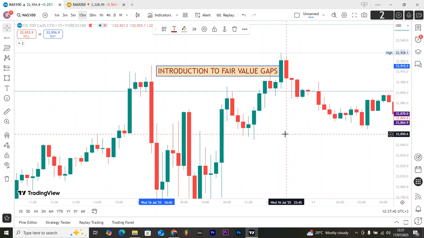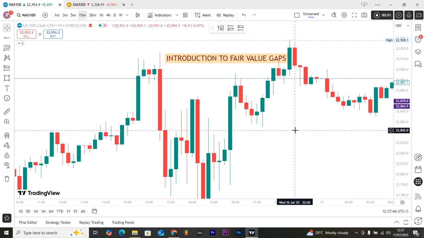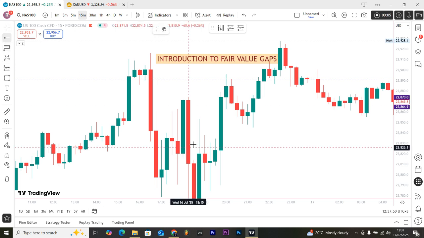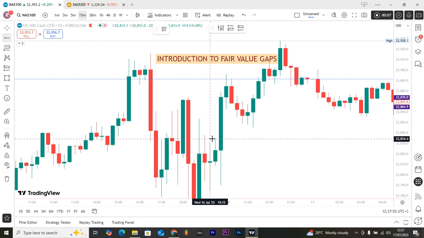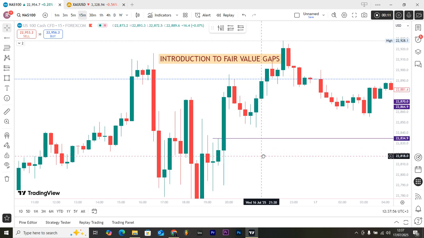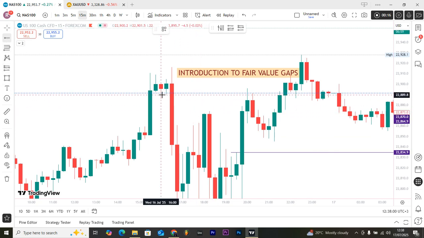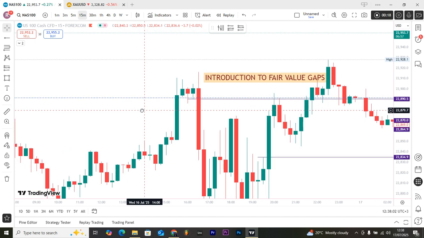Hope you're doing good. So this should be just a quick one to give you a few tricks on how to spot fair value gaps. On a bullish market, if you want to understand a bullish fair value gap, just mark the high of the first candle. And on a bearish fair value gap, mark the low of the first candle.